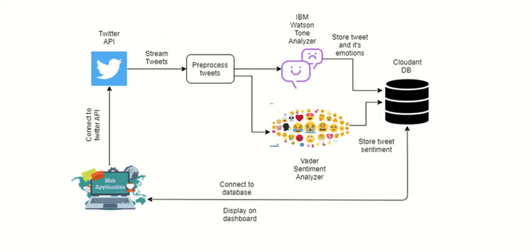This is the architecture of the project. Web application, and tweets are collected using the Twitter API and they are processed and passed to the tone analyzer. The tweet, along with its tone and sentiment, is stored in the Cloudant database. The web application connects to the Cloudant database and then displays the live graphs on the dashboard.